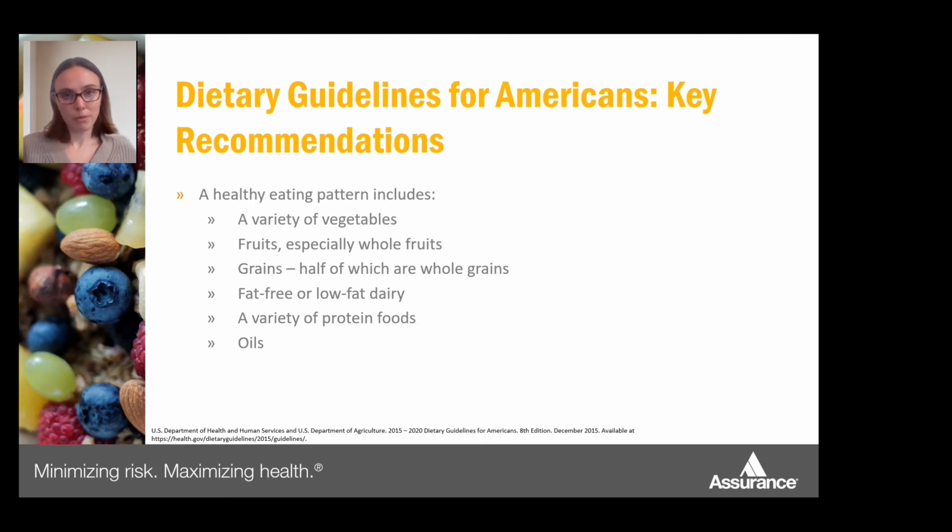And last but not least, we have oils. I know oils have gotten a bad rap over the past couple years, but oils are very good for us as they do contain sources of unsaturated fat. Unsaturated fat, which we would consider our healthier type of fat, benefits our hearts the most because it helps to reduce the LDL cholesterol within our bodies. So unsaturated fats are great for us, and specifically in oils, they're found in olive oil, avocado oil, and walnut oil too.